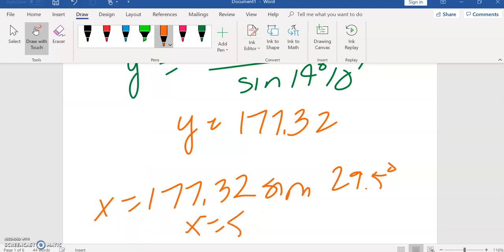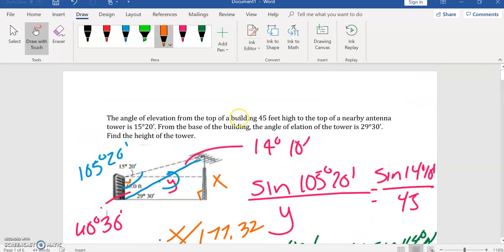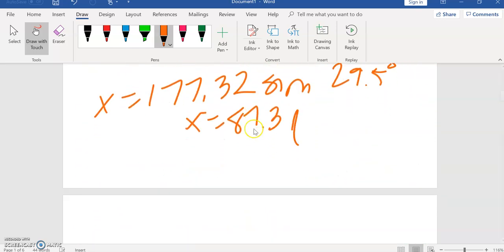So x equals 87.3. And I think I was in feet. What was the original problem? Yep, feet. So this is the height of my tower.